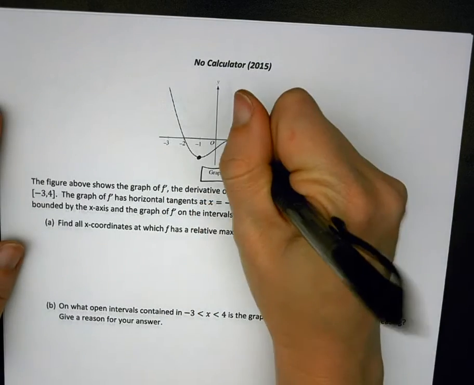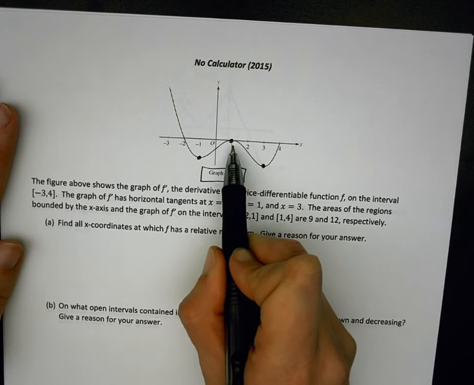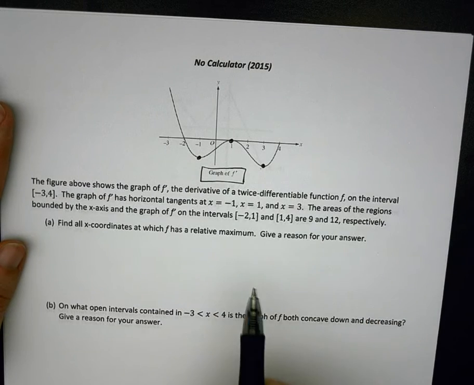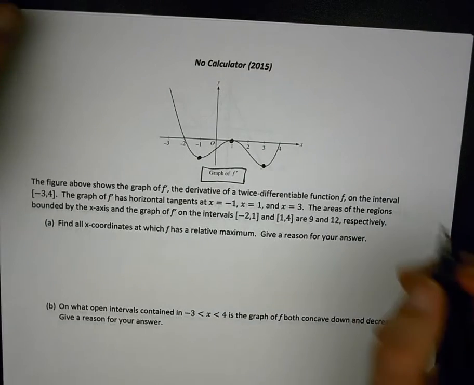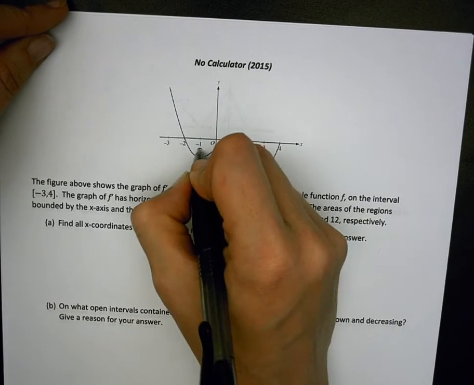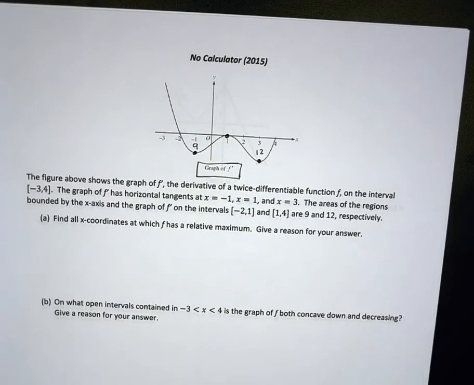If I ever need to reference that minimum right there, it's negative 1. If I ever need to reference that maximum, it's at 1. That minimum, it's at 3. Okay? And then our regions from negative 2 to 1, well, they tell us 9, and they tell us 1 to 4 is 12, but we have to go, oh, no, it's not.